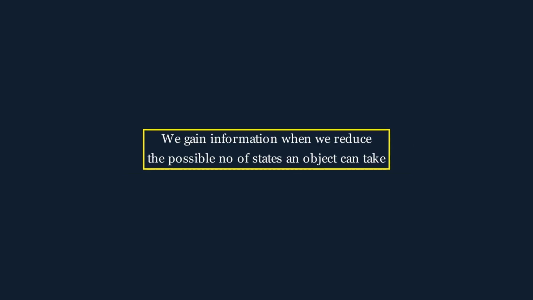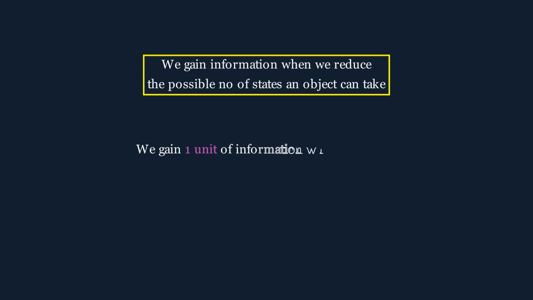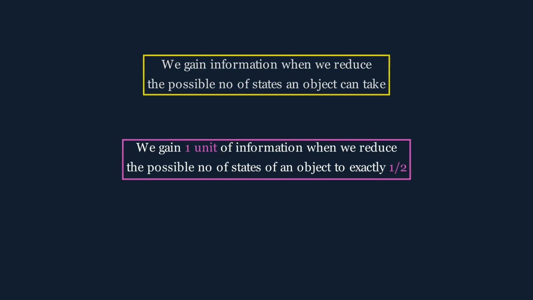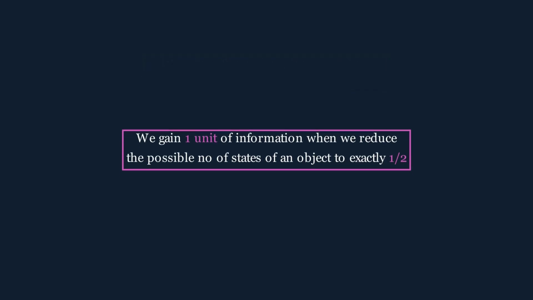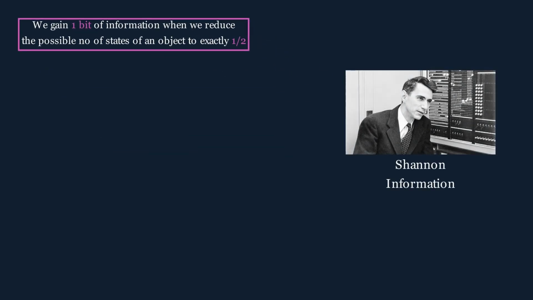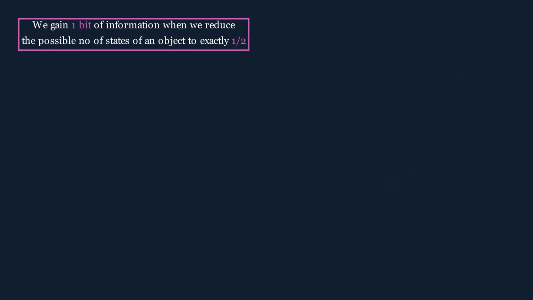So if we make the statement more precise, we define that we get 1 unit of information when the possible number of states is reduced to exactly half. This definition was invented by someone named Claude Shannon in 1948, so it's sometimes also called the Shannon information. And the unit of information is called bit.